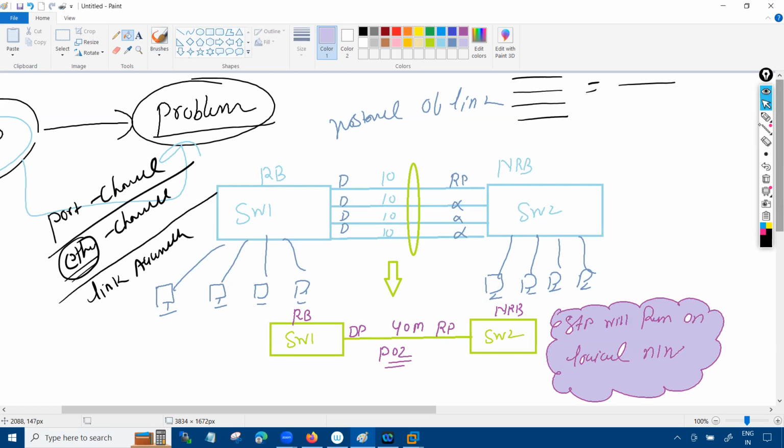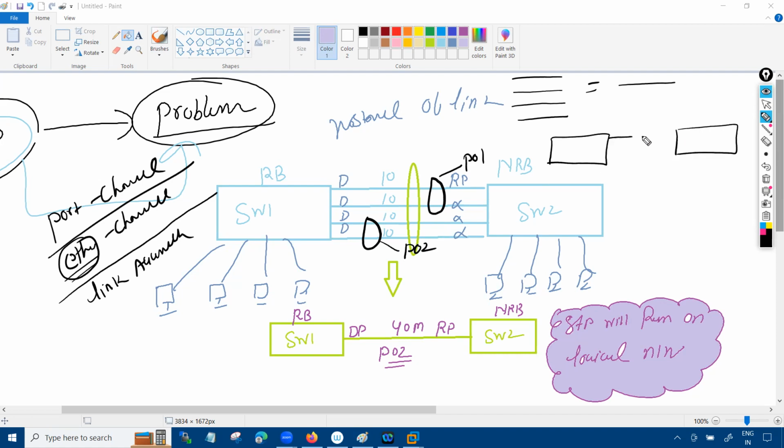If I convert these two links into a single one, and these two links into a single one, I can call this one port channel one and this one port channel two. So now my logical topology will be like this way. We have port channel one and port channel two. If you aggregate in this way, then what happens?